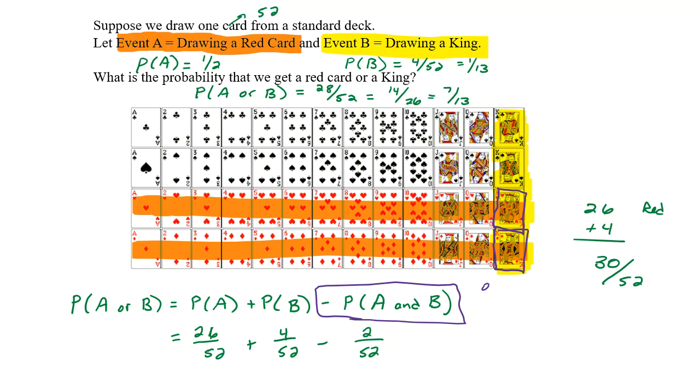All right, so if we finish up with this formula here, we get 26 plus 4 is 30 minus 2 is 28. Lo and behold, we get the same thing we did here when we were just looking at the sample space and considering all the outcomes that were red or king. So hopefully that helps you understand why you have to subtract out this and piece and what visually is happening with that and piece of the formula.